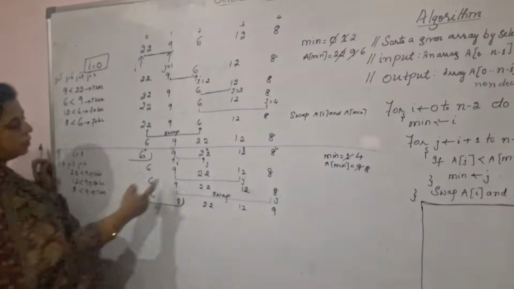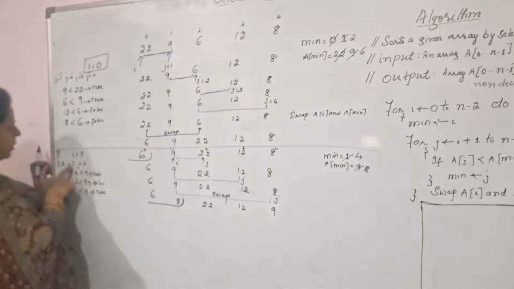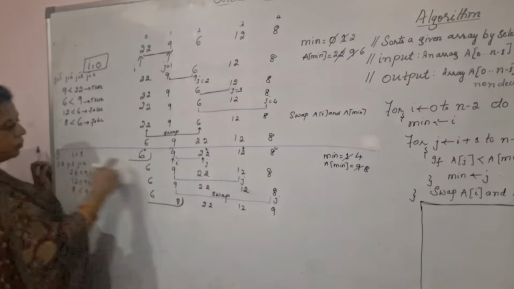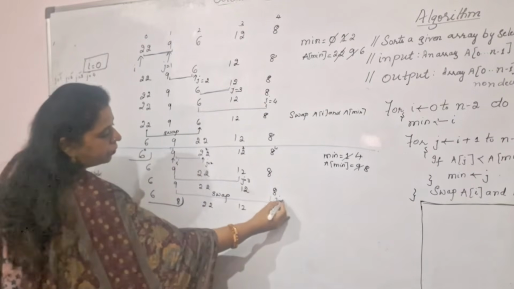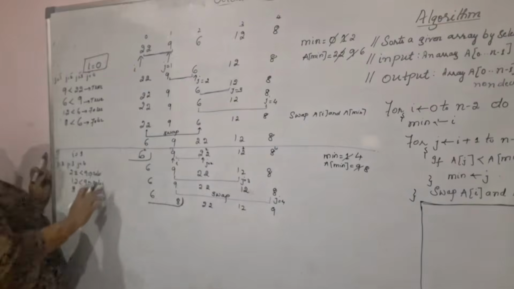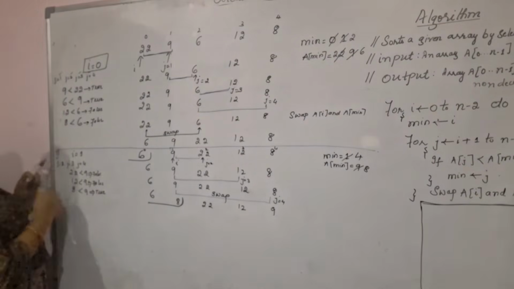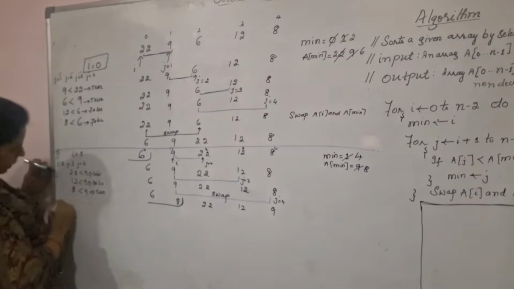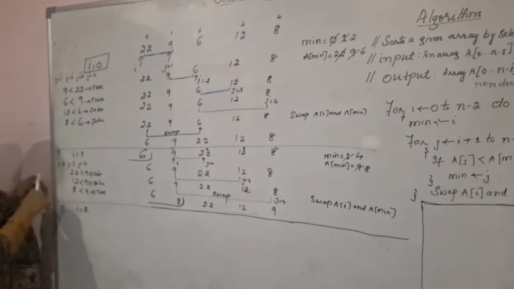Fine. So you can check here in the second pass also, J started with 2, 3 and 4. J equal to 2, J equal to 3 and J equal to 4. So 3 comparisons are done. Here 1, 2, 3, 4, 4 comparisons are done. So this completes the end of the second pass. Now outer for loop, I gets incremented by 1, I equal to 2.